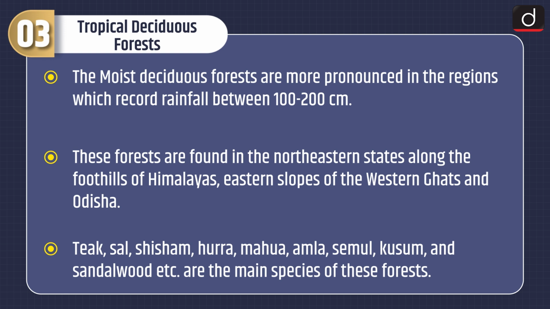These forests are found in the northeastern states along the foothills of the Himalayas, eastern slopes of the Western Ghats and Odisha. Teak, sal, shisham, hurra, mahua, amla, semul, kusum and sandalwood etc. are the main species of these forests.